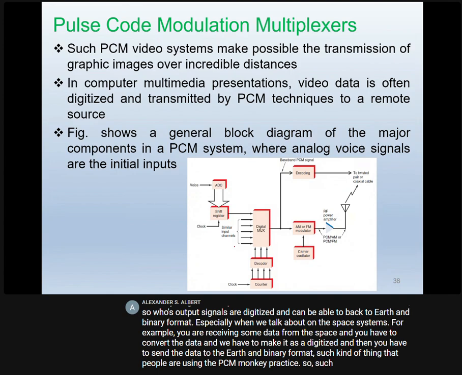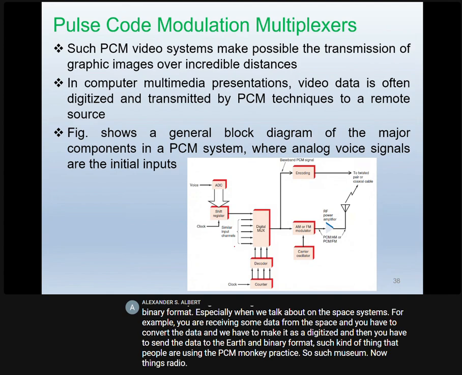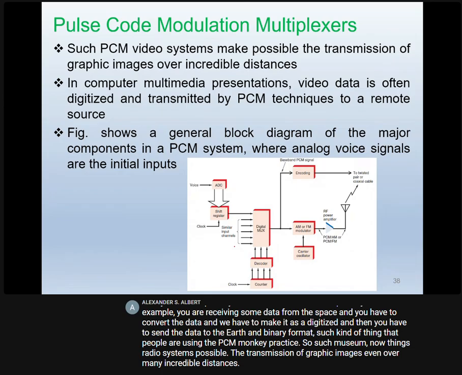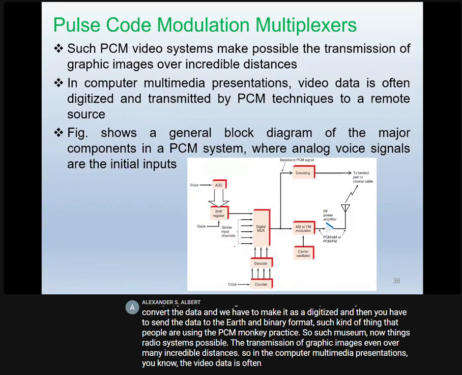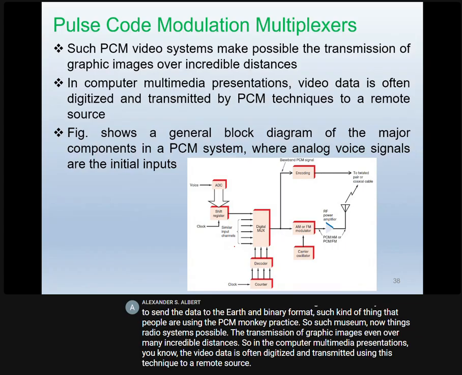With PCM, video systems make possible the transmission of graphic images even over incredible distances. In computer multimedia presentations, the video data is often digitized and transmitted using this technique to a remote source. So this is a major component of PCM.